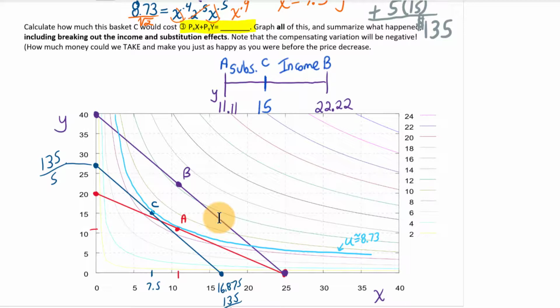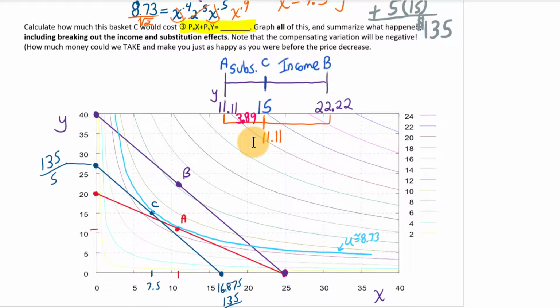And we want to calculate that. We know the total difference here is 11.11, right? And we want to break that into two parts. 15 minus 11.11. That part there is going to be 3.89 of the total change of 11.11 is the substitution effect. That's the amount of the increase in this case, the amount of the increase in the purchases of Y that is explained by the fact that the price changed. The relative opportunity cost of these two goods has changed.